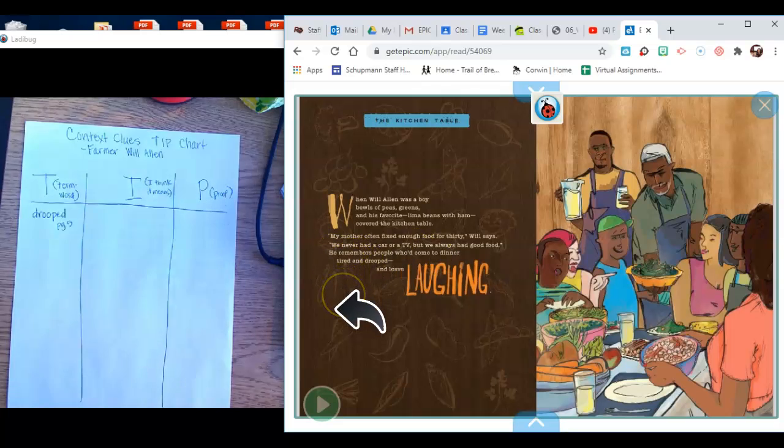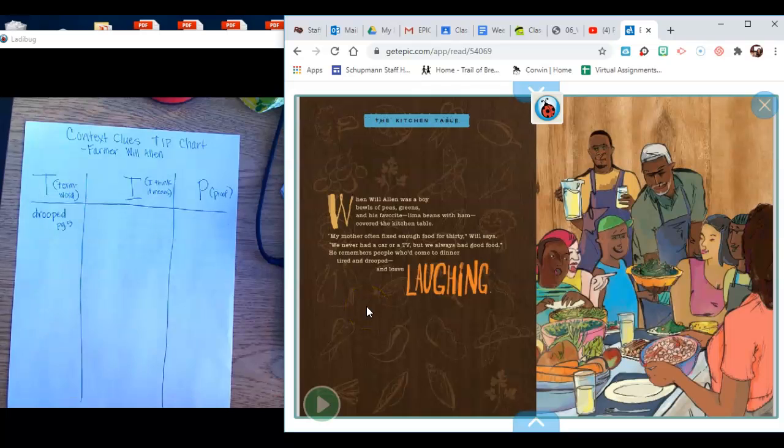Tired and drooped. So I know if I'm tired, I'm feeling kind of tuckered out, kind of worn out. So tired and drooped. All right, so those go together. But then keep reading. It says, and they would leave laughing. So I am thinking when I am laughing, it's not usually because I'm tired and worn out. It's usually because I'm energized and I'm happy. Maybe I'm with people.